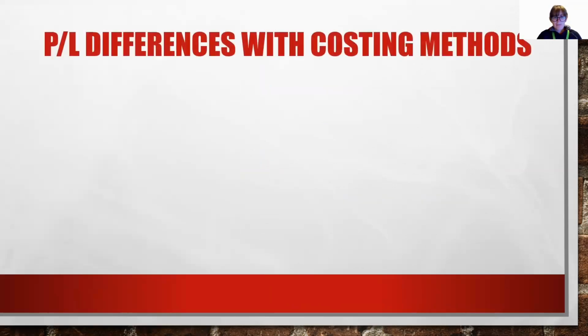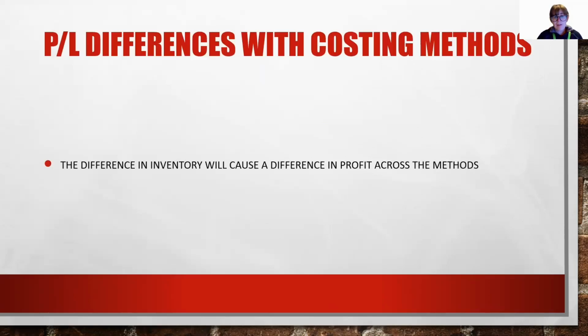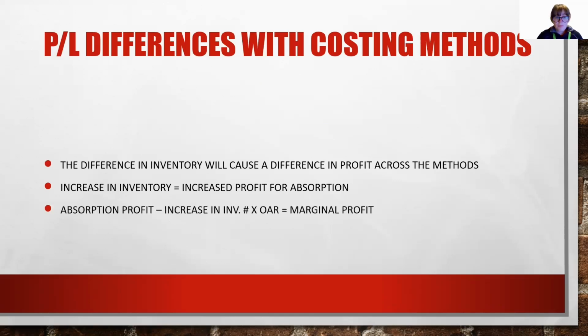So when it comes to calculating our profit or loss, we will always get a different figure when we use marginal and absorption costing. This is the difference in inventory which is causing this to happen. It ultimately means that if there is an increase in inventory, there is going to be an increased profit for absorption, thus a decrease in inventory, a decreased profit for absorption. Your absorption profit is going to be equal to your increase in inventory multiplied by your fixed overhead absorption rate, which will then give you your marginal profit.